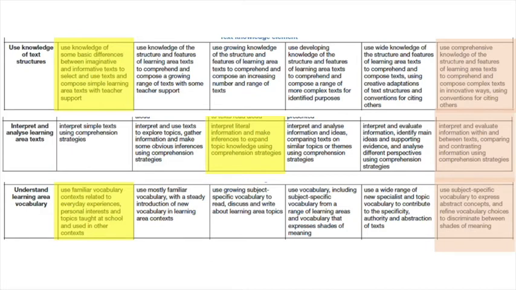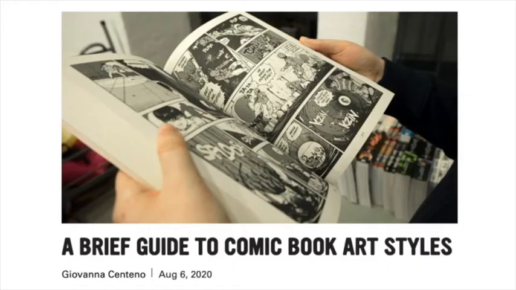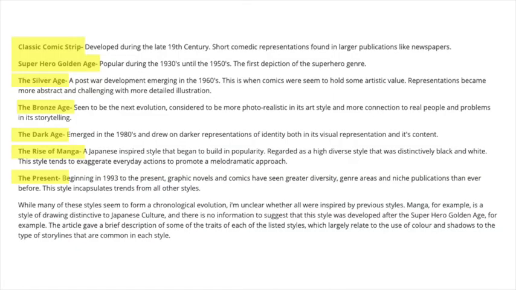Okay, so let me just highlight this relatively quickly. If you've looked at my folio example, you'll see one of the sources I looked at was this, A Brief Guide to Comic Book Art Styles. If you look at my key findings from that, you'll find that I took these terms, like the Golden Age, the Silver Age, the Dark Age, which are all different eras that had different kinds of characteristics to them. So that was sort of interesting.